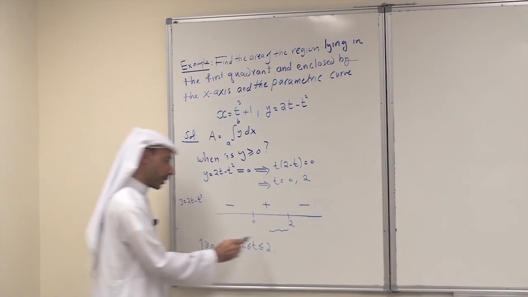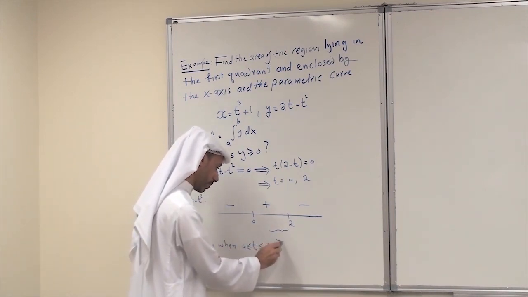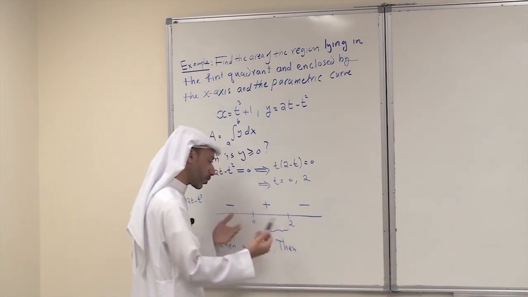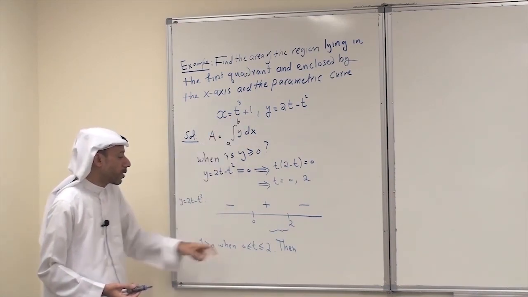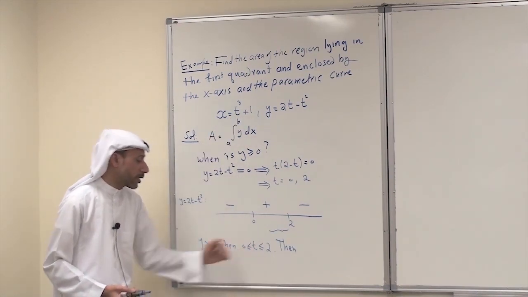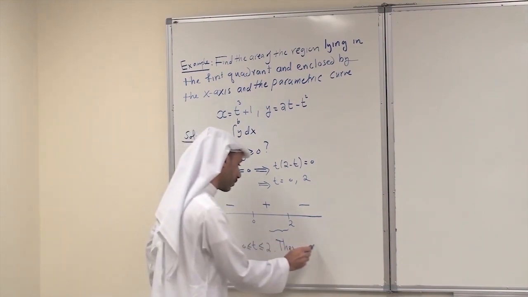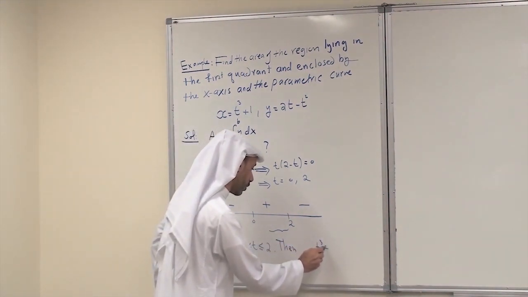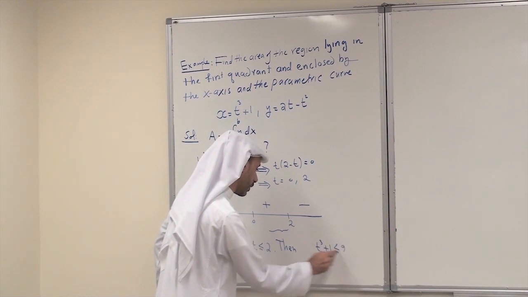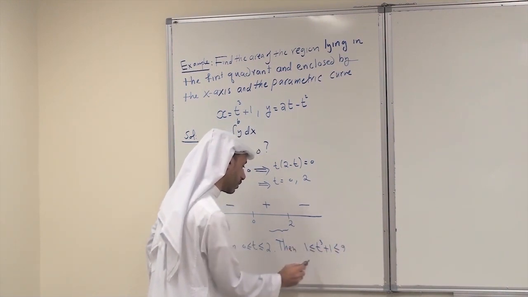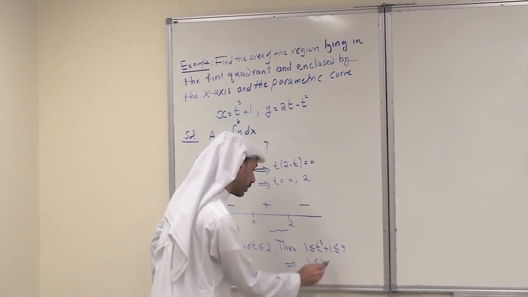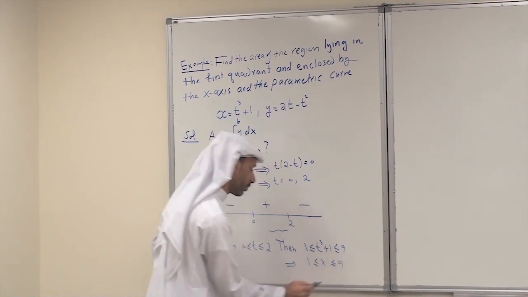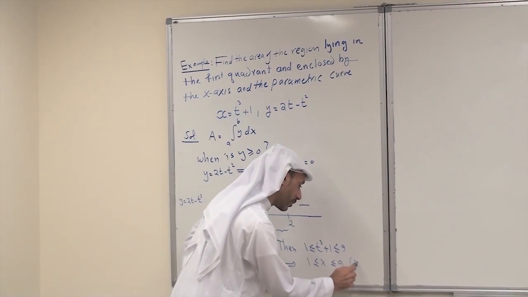Notice this will give us then, I can find the corresponding x values. If x equals t cubed plus 1, then just cube each side and then add 1. This gives us t cubed plus 1 less than 9 and greater than 1, i.e. x is between 1 and 9. Notice that really x is increasing.